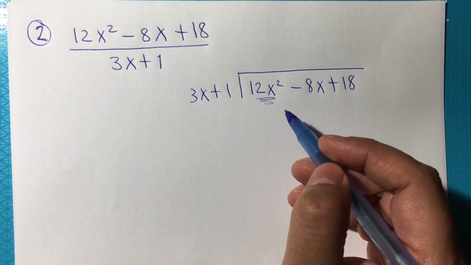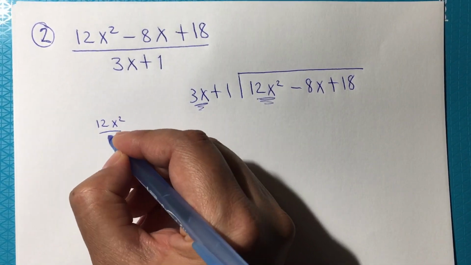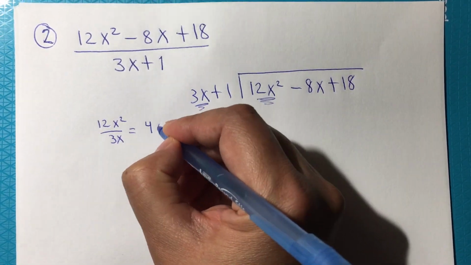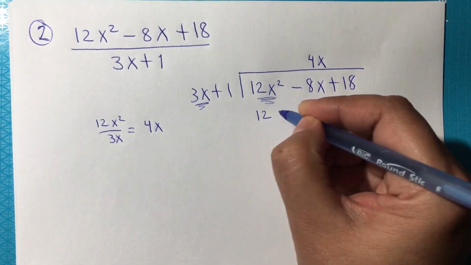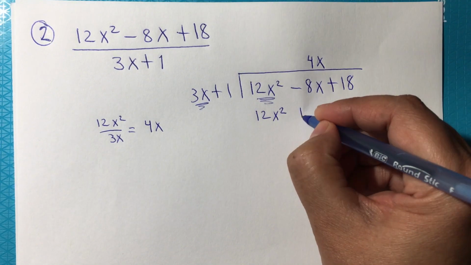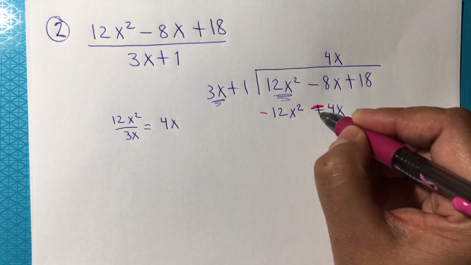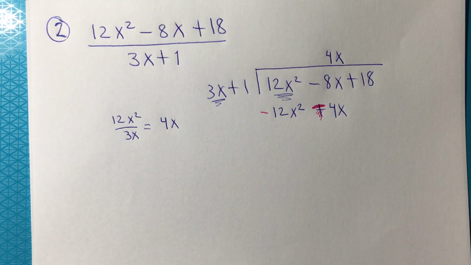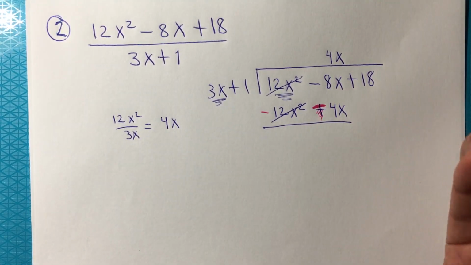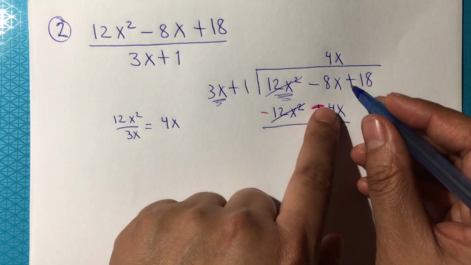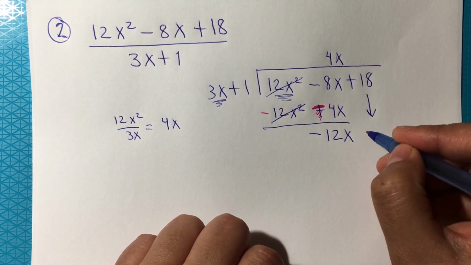Again, we get the first term inside divided by the first term outside. And so 12x squared divided by 3x gives us 4x. We put it right here. We multiply, and 4x times 3x is 12x squared. 4x times 1 is 4x. But again, we have to change the sign because we're subtracting. And this cancels. 12x squared minus 12x squared is 0. Negative 8x and negative 4x is negative 12x. Bring down the positive 18.